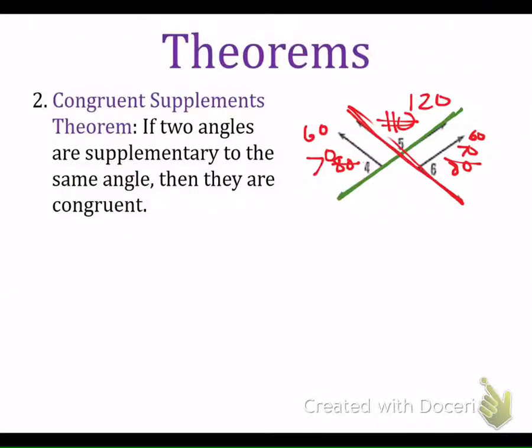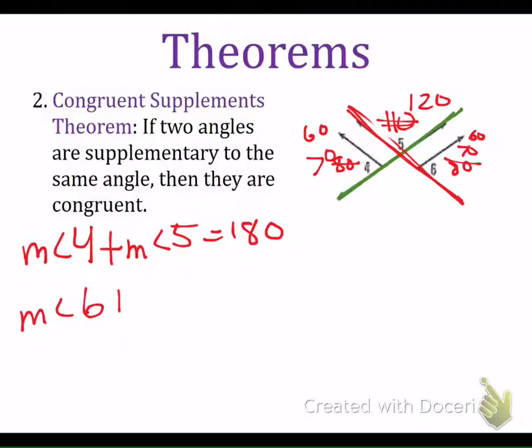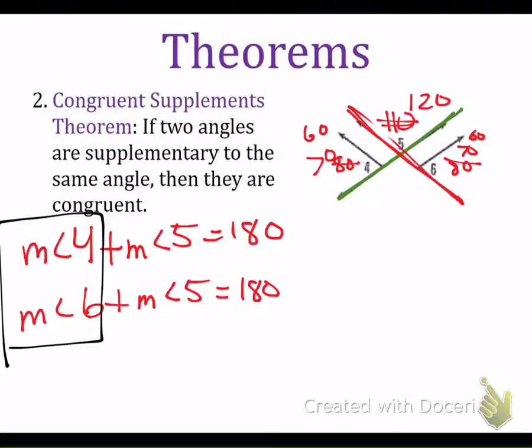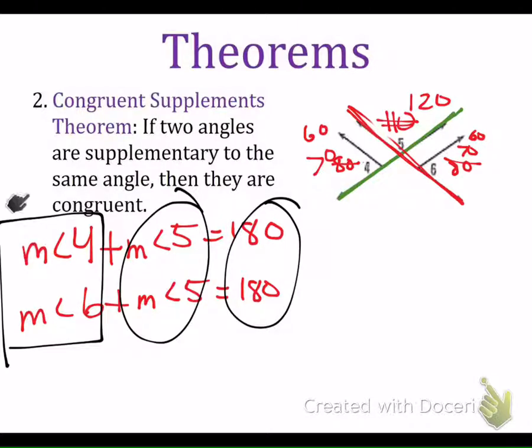Okay, so this is saying that if the measure of angle 4 and the measure of angle 5 equal 180, and the measure of angle 6 plus the measure of angle 5 also equal 180, that's true, right? Then these two would have to be the same. Because look, these are the same, these are the same, these two would have to be the same as well. So it couldn't be like that. They are going to be the same.